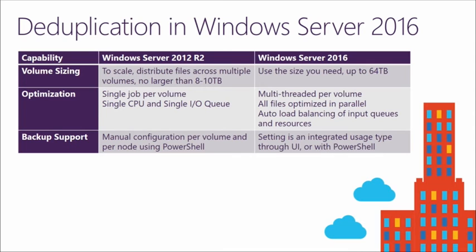And one of the reasons it can now scale so well is it's multi-threaded per volume, which means all files are optimized in parallel, load balancing across the volume itself, across the CPUs and threads. And that means it's a lot more efficient. And when it comes to backup, that scenario where you've got DPM protecting your workloads, its backups are stored on the scale-out file server. That is now an integrated usage type through the UI, so it's a lot more efficient.